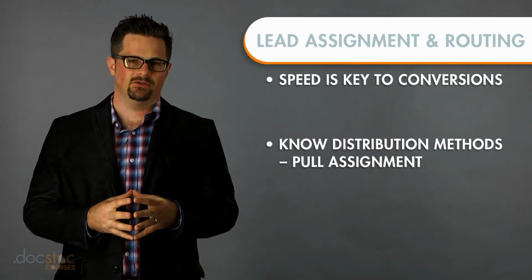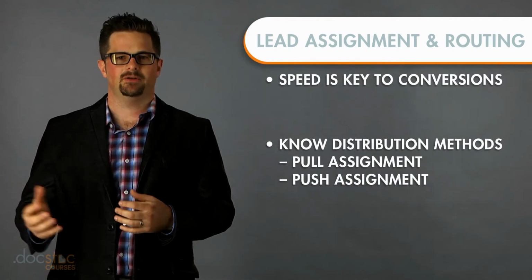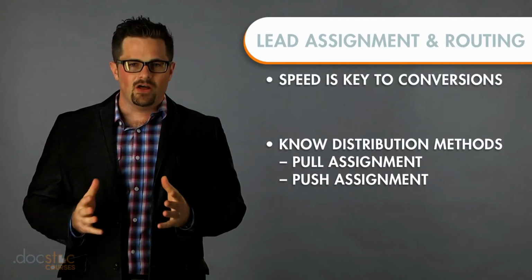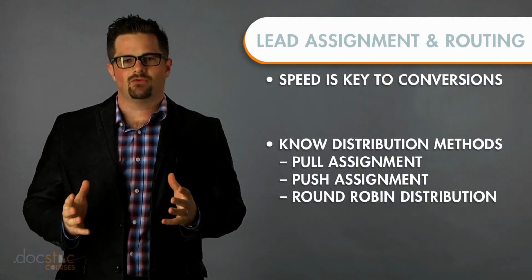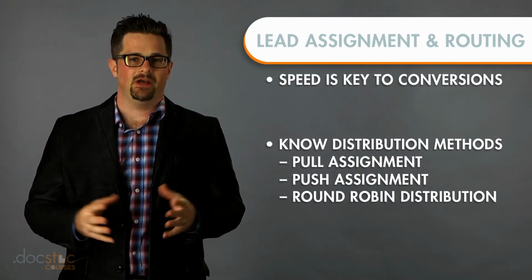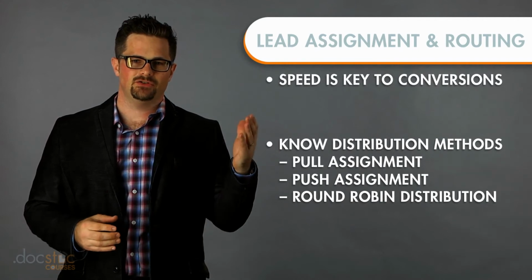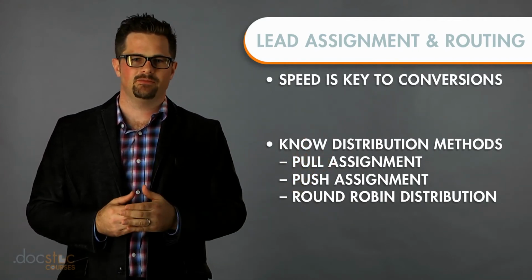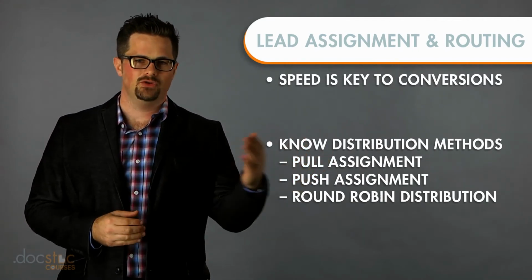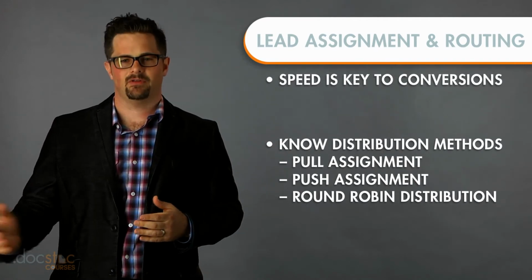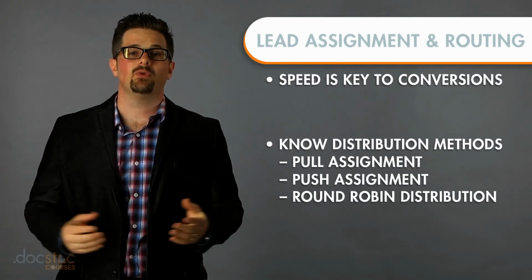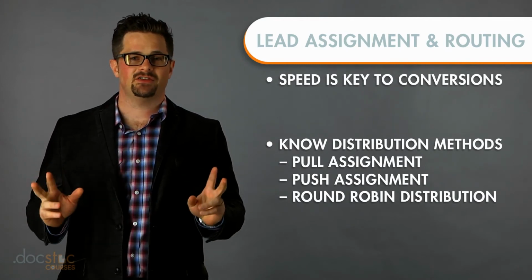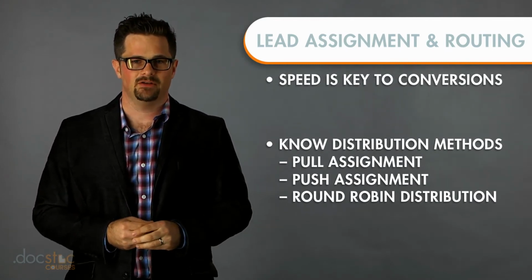Another way to deliver leads is through push assignment. And what that does is when an internet lead comes in, it is automatically assigned to a specific user on your team based on a set of rules. Another way to route your leads is through round-robin distribution. And it's very basic. A lead comes in, it's sent to user A, another lead comes in, it's sent to user B, user C, and so on and so forth. And that is one of the most simple ways to assign leads, and it's not something that I necessarily recommend.